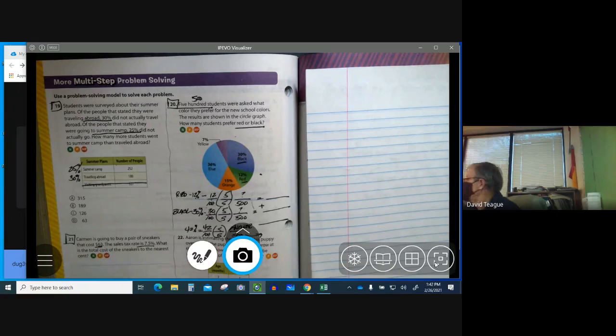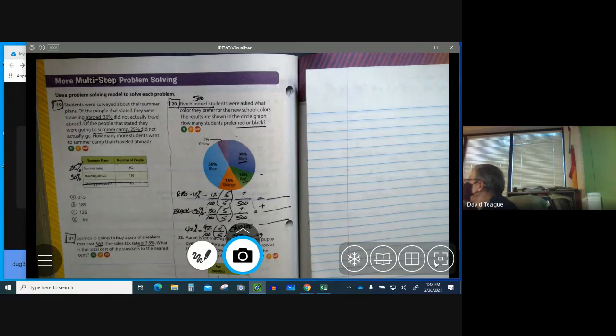Do you know what your current sales tax is in Fort Worth, Texas? 8.25%. That's the legal limit by law. You cannot charge any more than 8.25% sales tax in the state of Texas. That's a lot. Most states don't have 8.25% sales tax.